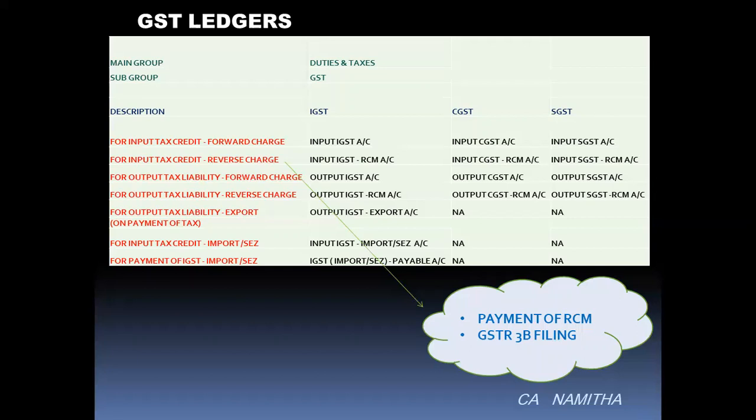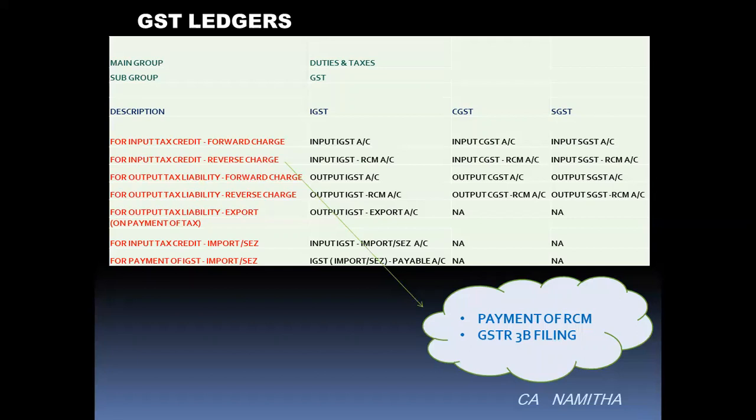The third situation is in case of output tax liability forward charge. The three ledgers which should be created here are output IGST account, output CGST account, and output SGST account. Moving on to the fourth one, for output tax liability reverse charge, the three ledgers which should be created are output IGST RCM account, output CGST RCM account, output SGST RCM account.